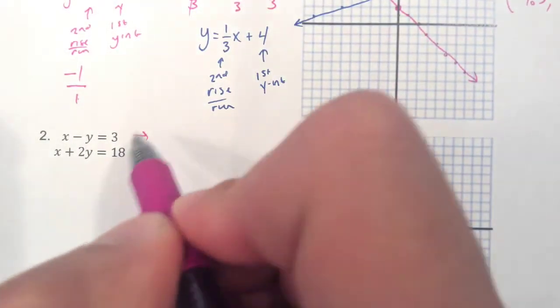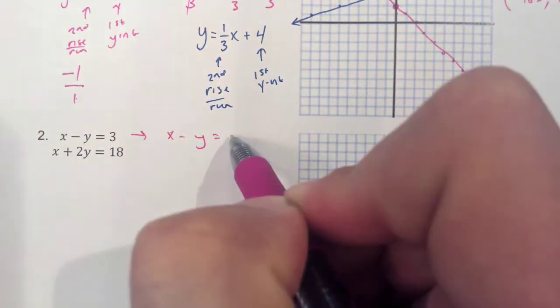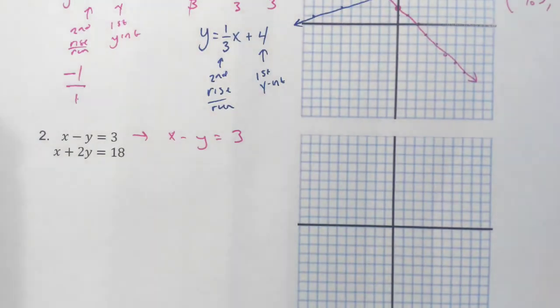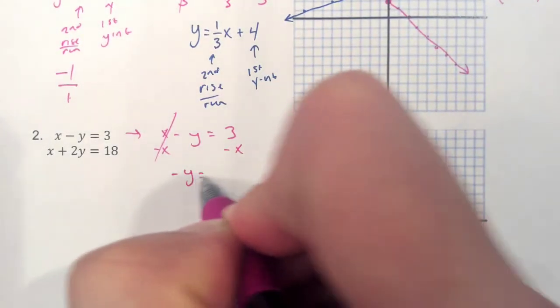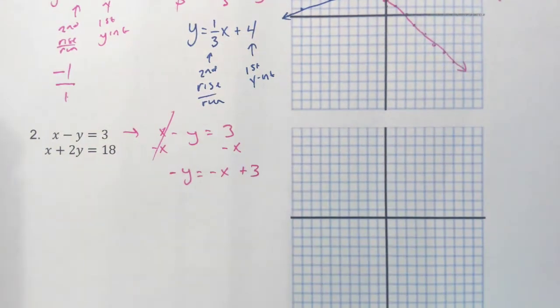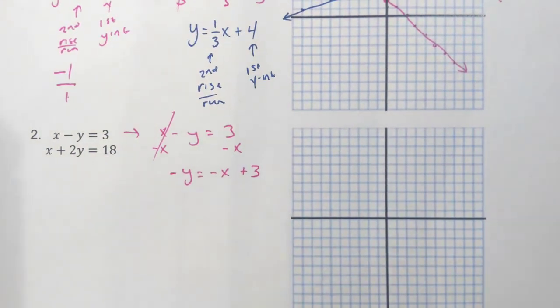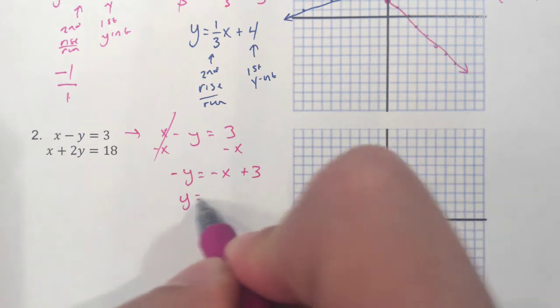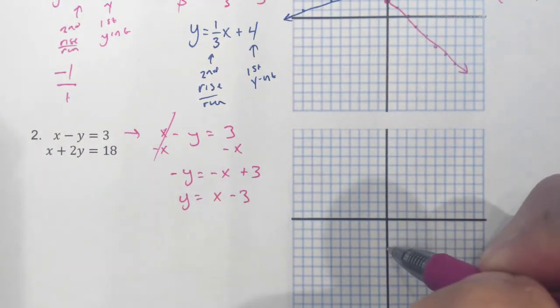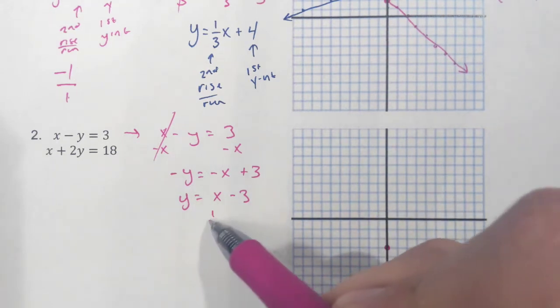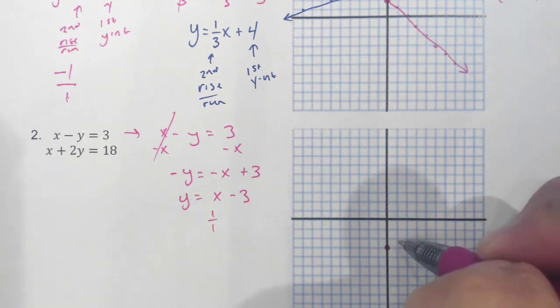We'll take that top one and solve it first. So let me rewrite it. The goal is to solve it for y. So the first thing you do is move the x. So negative y equals negative x plus 3. Remember, you need positive y. So if you change the sign of it, you change the sign of everything else. So that says to go down 3. And then the slope, remember, is 1 over 1. So that says to go up 1, right 1.